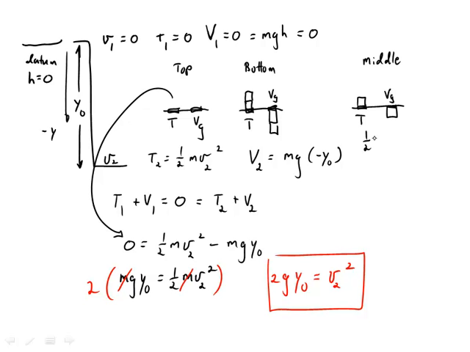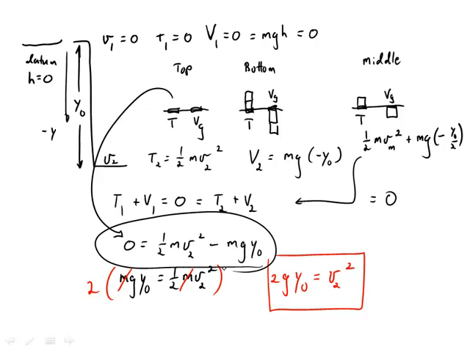I would have 1/2 mv in the middle squared plus mg times negative y0 over 2. That's my potential energy. This would have to add up to 0. That would have to equal 0. I won't get the same velocity as I do here because I haven't fallen as far. But the idea with the energy bar graph is that my bars have to be the same. That is, my total energy has to be the same in every scenario.